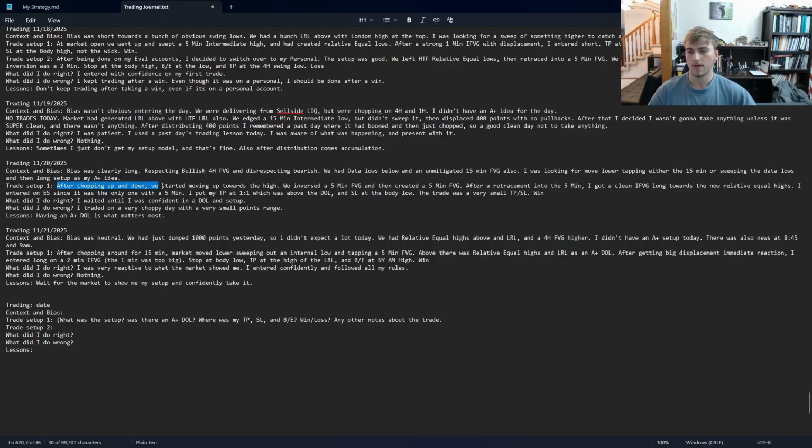After chopping up and down, we started moving up towards the high. We inversed the 5-minute fair value gap and then created another one. After a retracement into the 5-minute, I got a clean IFVG long towards the now relative equal highs.